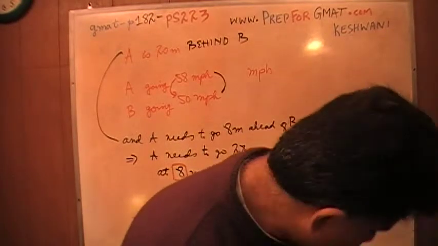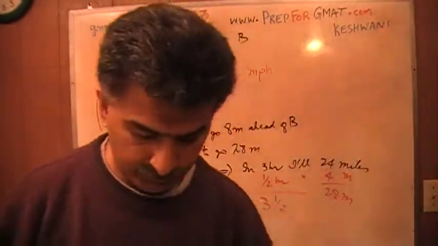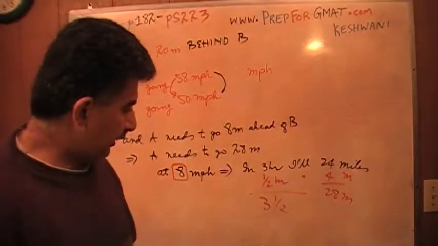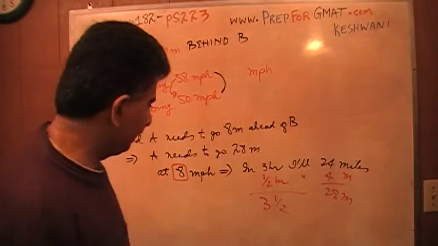The answer choices are on the next page. 3.5 is the answer. There you go, answer is E.